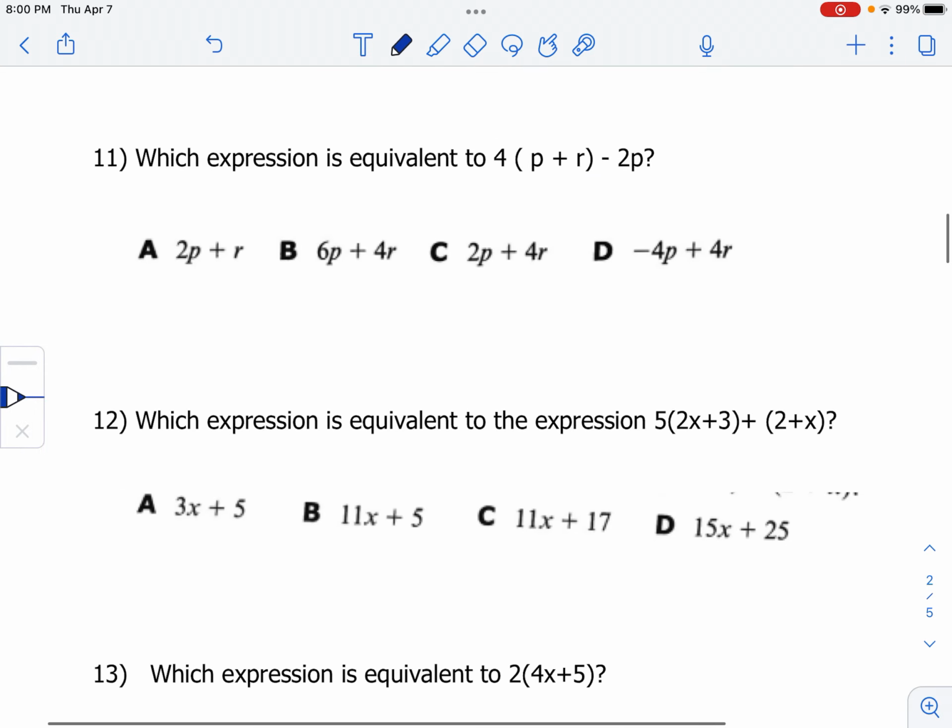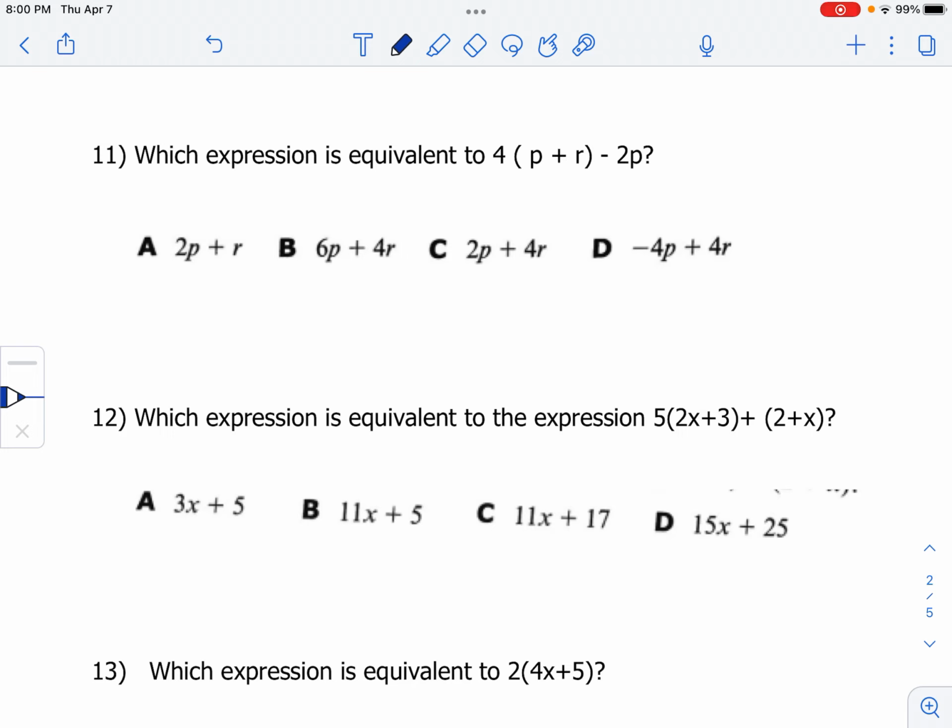All right, let's go on to number 11. Which expression is equivalent to 4 times (p plus r) minus 2p? So let's distribute. 4 times p is 4p, and 4 times r is 4r. So we've got 4p plus 4r minus 2p, and we're going to combine our like terms. Remember to highlight or circle the sign in front of that 2p. It's 4p minus 2p. That's going to be 2p left over plus the 4r, and that is choice C.